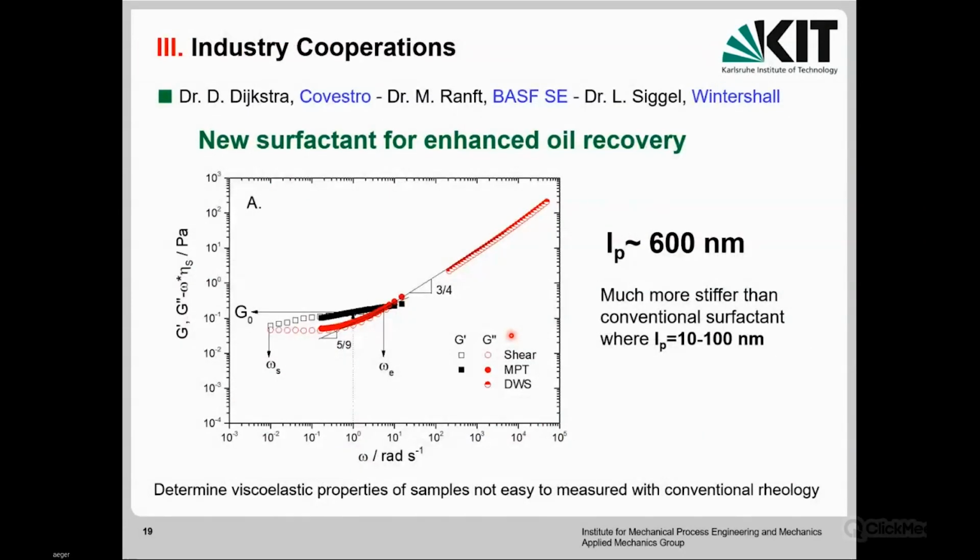So we were contacted by companies. It was basically three companies: Covestro, BASF, and Wintershall, and they design new surfactants for enhanced oil recovery, and they have problems measuring the rheology properties of this type of surfactant. So we used DWS to measure it, and one result we get concerns the persistence length. From the high frequency measurements, we get for this new surfactant an LP around 600 nanometers, which is quite stiff compared to more conventional surfactants, where LP is between 10 and 100 nanometers.